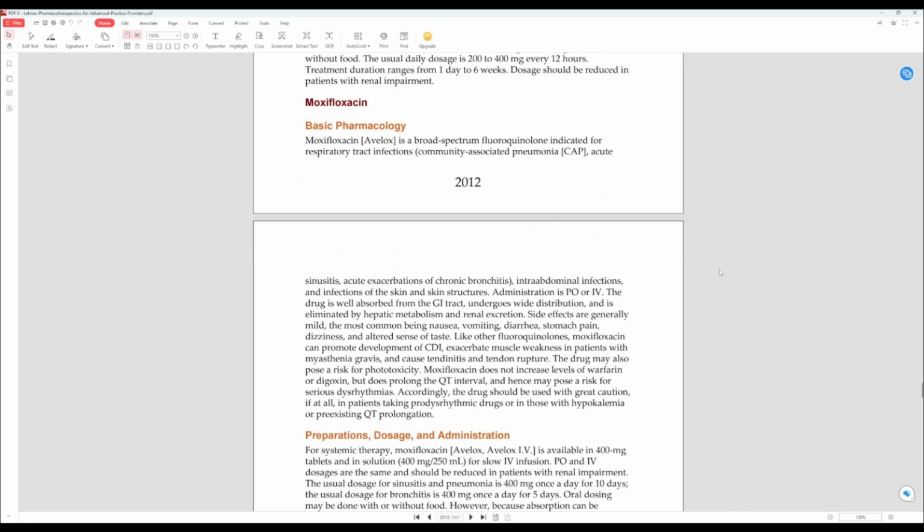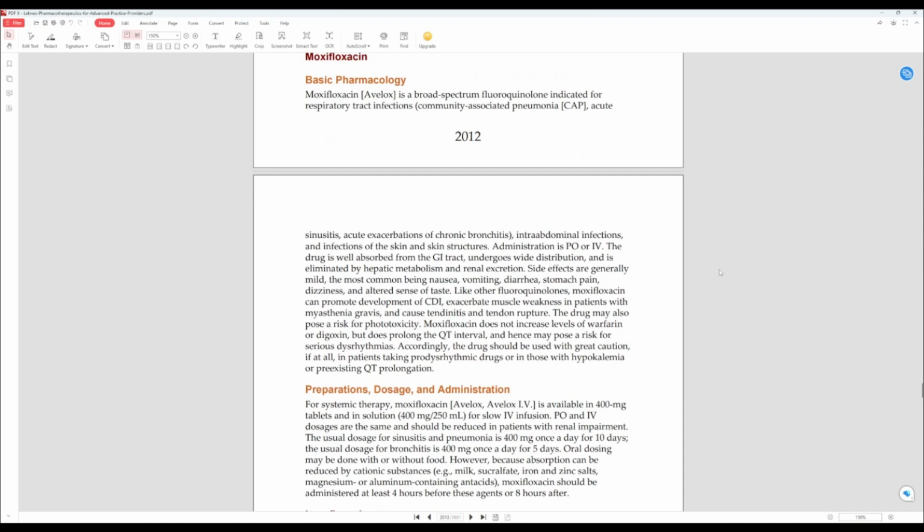Which brings us to moxifloxacin. Its basic pharmacology: moxifloxacin, also known as Avalox, is a broad-spectrum fluoroquinolone indicated for respiratory tract infections, so your community-associated pneumonia, acute sinusitis, acute exacerbations of chronic bronchitis, intra-abdominal infections, and infections of the skin and skin structure. Administration again is either oral or IV.